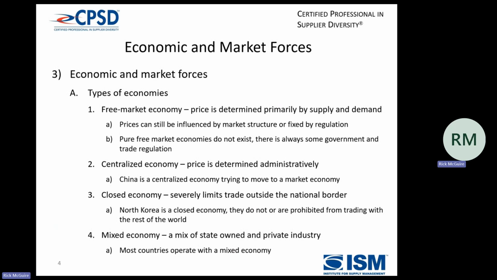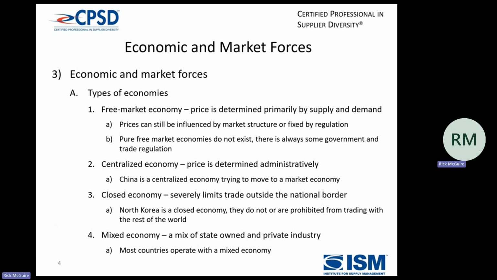Centralized economies. Prices determined administratively. China is a centralized economy trying to move to some kind of a market economy. And there's a closed economy, which severely limits trade outside the national border. North Korea is a closed economy. They do not, or are prohibited from, trading with the rest of the world.